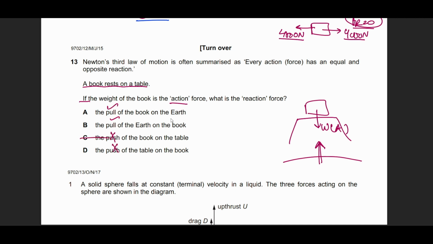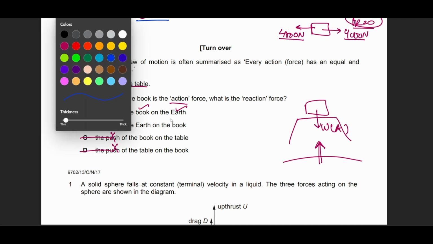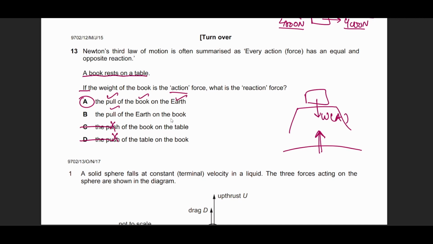We eliminate option C and D. The pull of the book on the earth, which will be in the upwards direction. So option A will be the closest possible answer to this option, right? One more thing we need to understand at this point is that normal reaction will be exerted. It is present, but it does not fall in the category of Newton's third law.